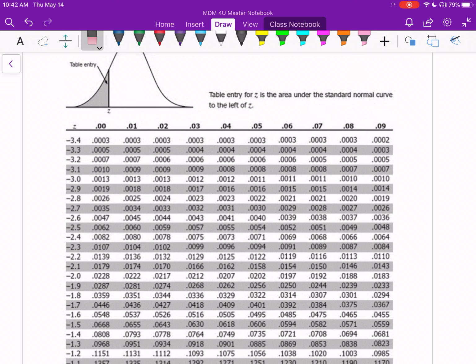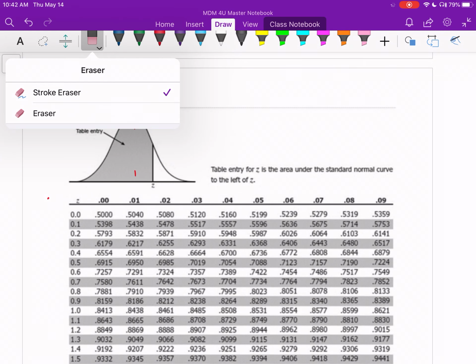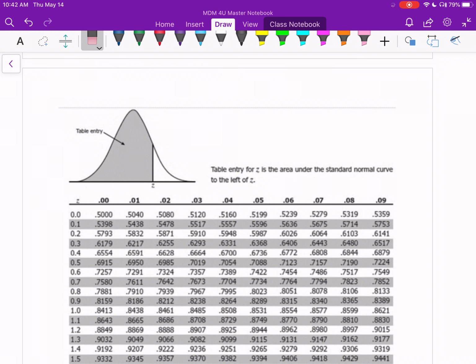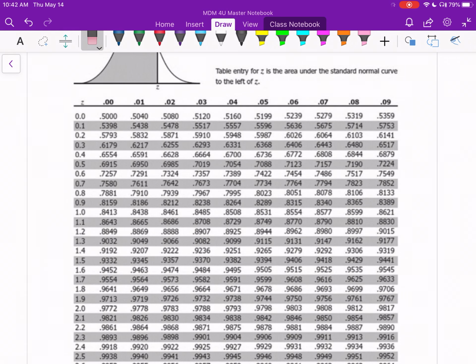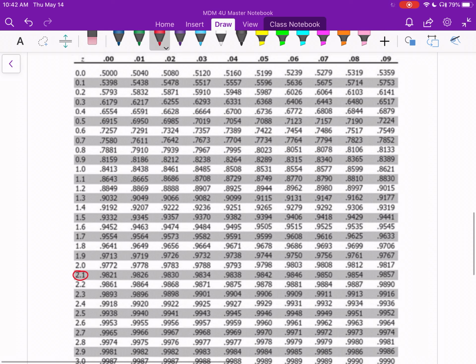We're dealing with a positive z-score. Remember, it was 2.14, I think, from the previous one. So I find 2.1 on the z-score table. That's this row here, and then I find the 4 for that second number. The 4 was up here. I find the intersection of these two things, and I get 0.9838. So that's the probability that a given motorist would be driving 120 or less. It's also the percentage of motorists that are driving 120 or less.